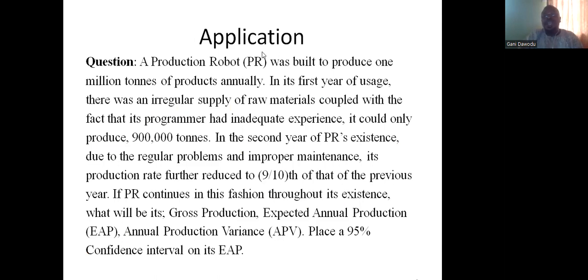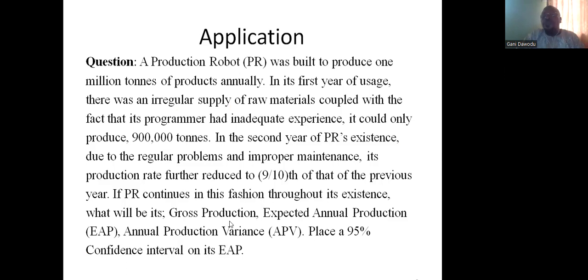What if we want to see an application? This is a problem. A production robot was built to produce 1 million tons of product annually. It was, but because of irregular supply of raw materials, it produced 900,000 tons in the first year. In the second year, it was found to be 9/10 of the past year's output, and it continues in that fashion, meaning each year is 9/10 of what was produced the year before.